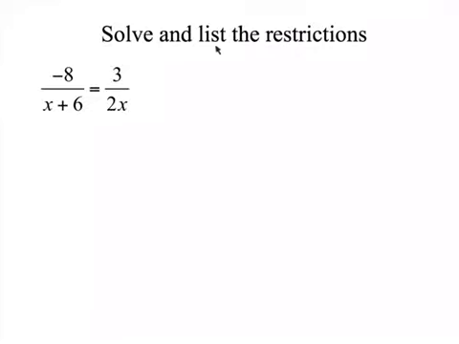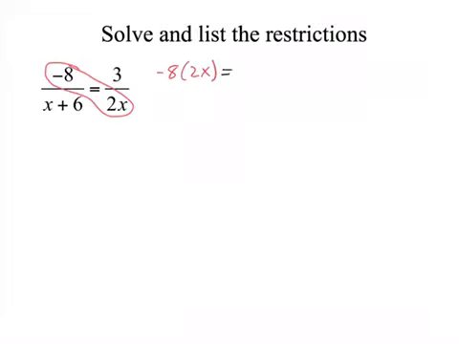So we want to solve and list the restrictions for this rational equation. Whenever you have a fraction equal to a fraction, there's a shortcut in solving these that is called cross multiply. It's kind of a neat little strategy you probably learned in junior high maybe. But when you multiply those two, you get negative 8 times 2x.